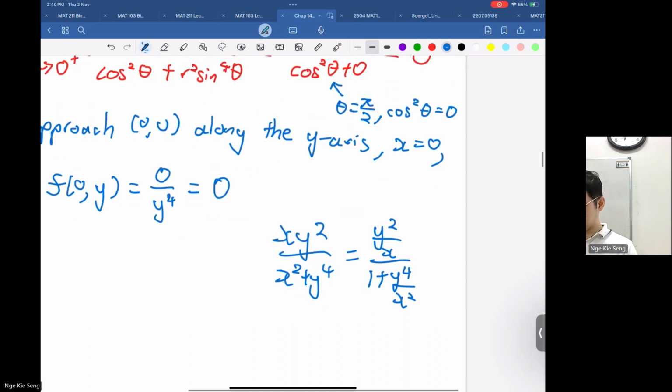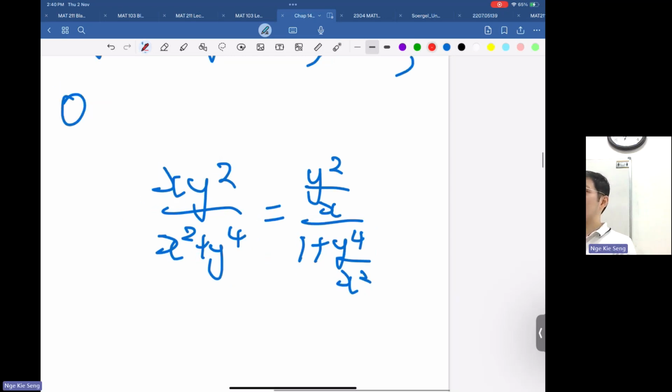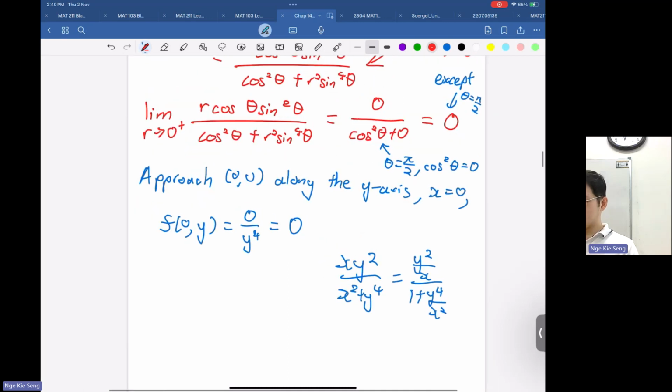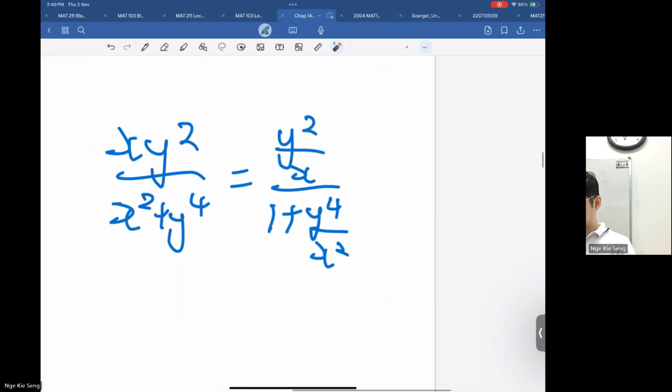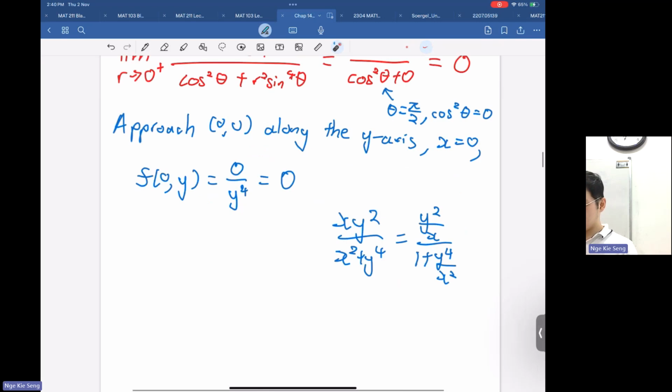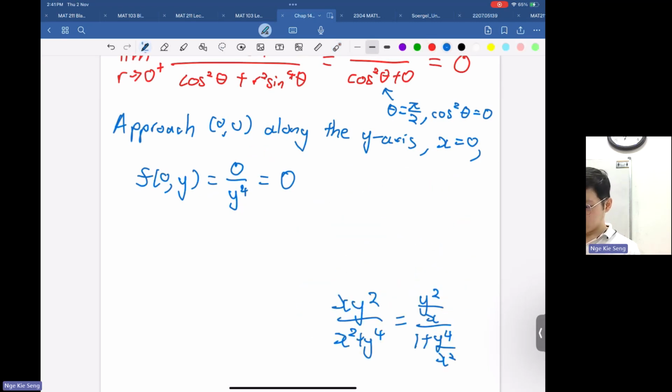Does it work? I don't think it works, right? Because just now we already showed that there's some point that might go wrong. But this gives some hint that this number might be a constant at some curve, when x equals y squared. Okay, let's see what happens when we approach 0, 0 using the curve x equals y squared.